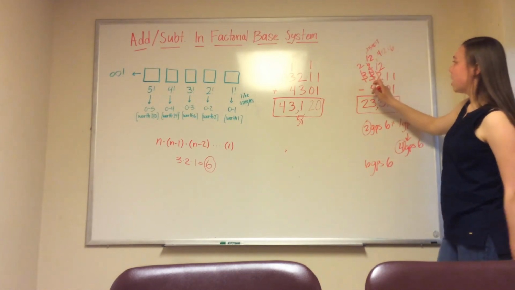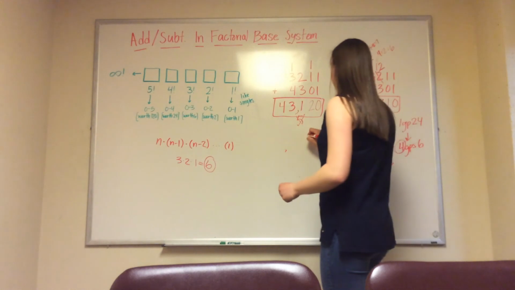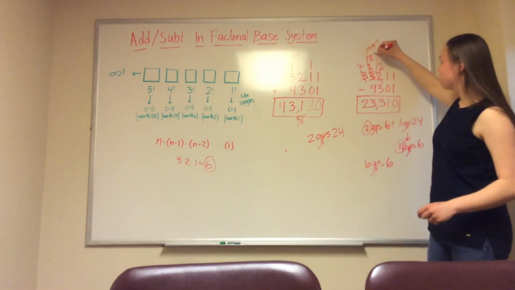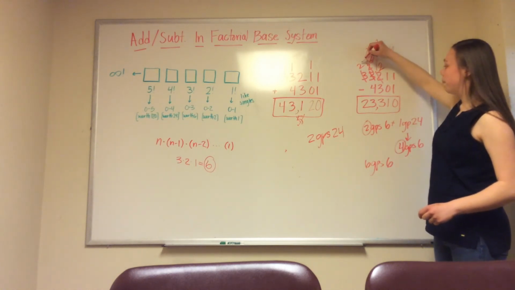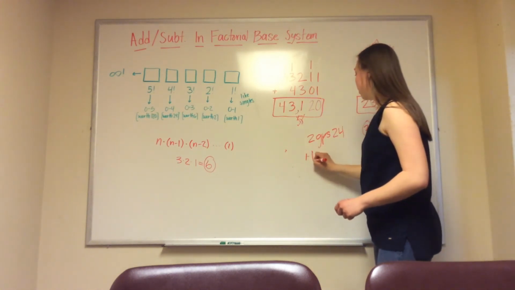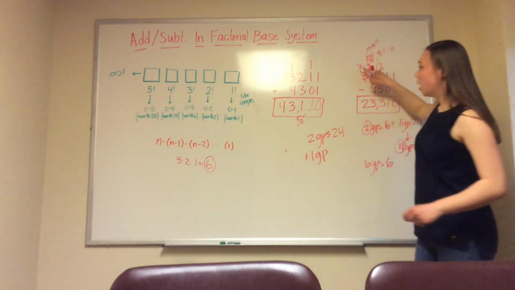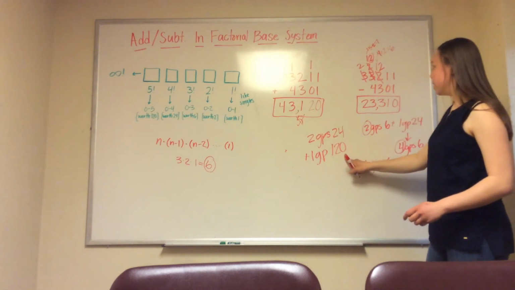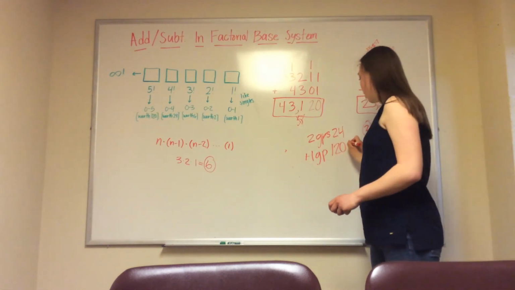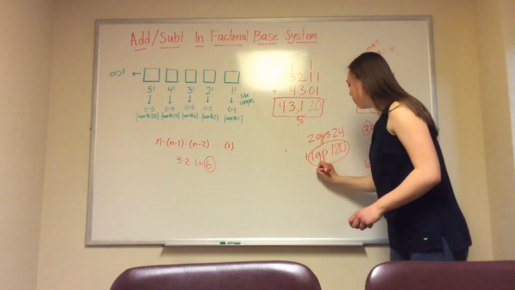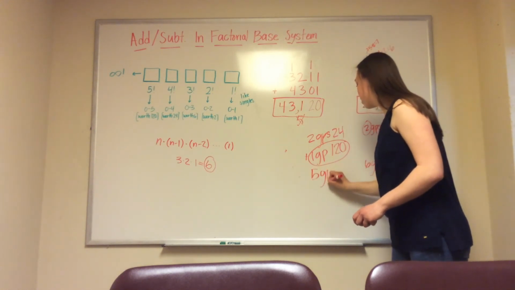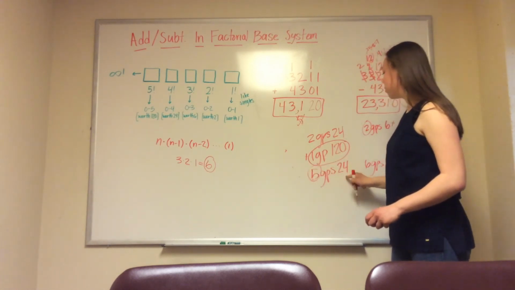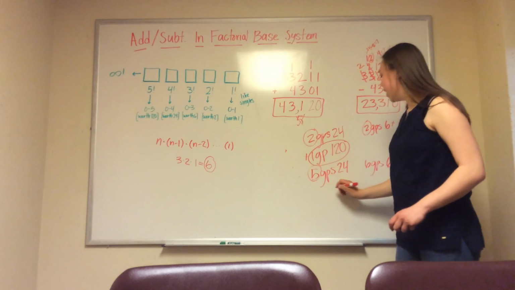Same thing here in this column. We had 2 groups of 24 here, and then we borrowed plus 1 group of 120, and that's going to give us 5 groups. 1 group of 120 can be rewritten as 5 groups of 24. So then we add the 5 groups of 24 and the 2 groups of 24, and that gave us a total of 7.